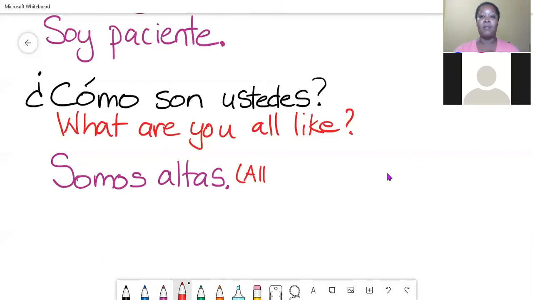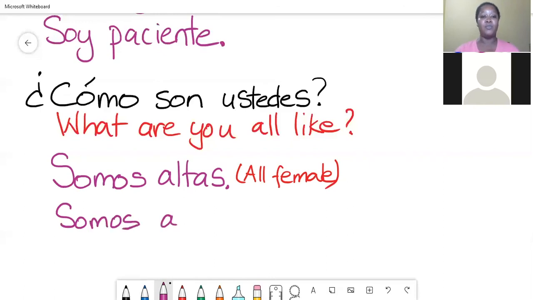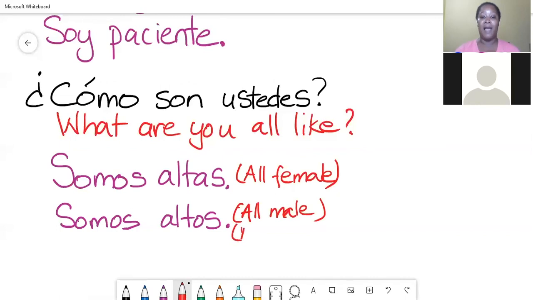All female. Let us say that you were all male. It would be somos altos. And this would be all male. It could be two things actually. It could be all male or male and female combined.